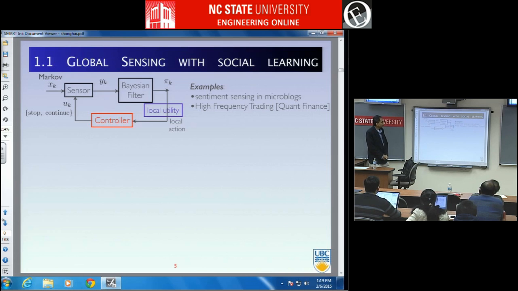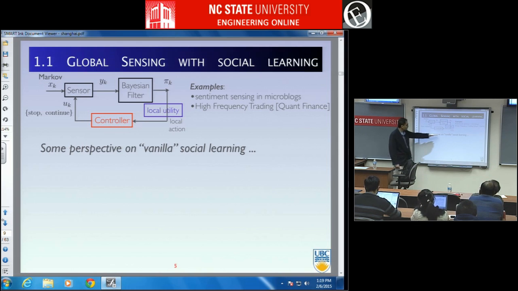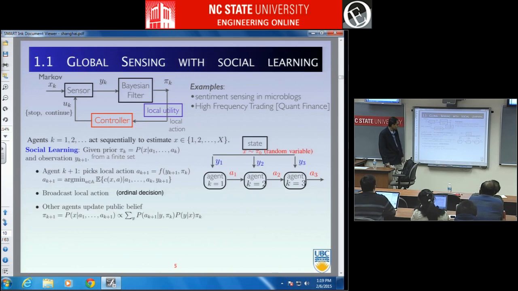So let me first describe the basic social learning model, and then I'll come to this. I want to first start with vanilla social learning, the simplest form of social learning. So what we have here are a bunch of agents, okay? And we index these agents by time k. So k equals 1, 2, 3, and so on. K can also be thought of as time because each agent acts only once. So agent 1 acts at time 1, agent 2 acts at time 2, and so on, okay? So this is the simplest setting.